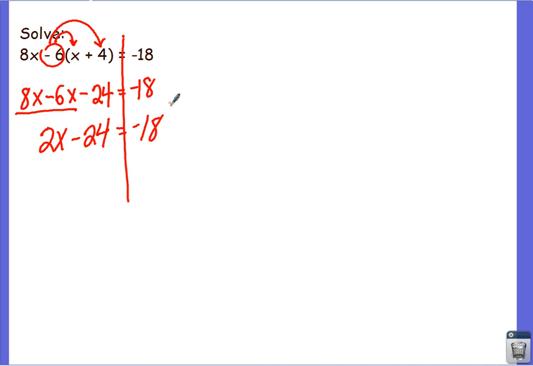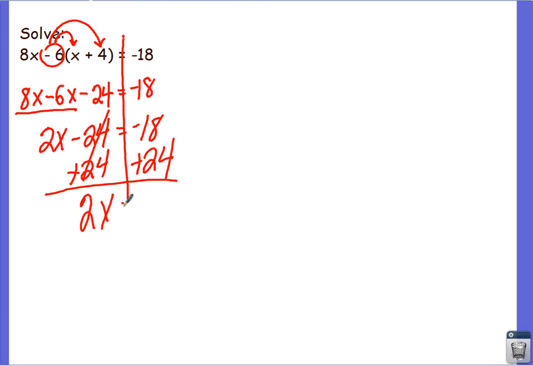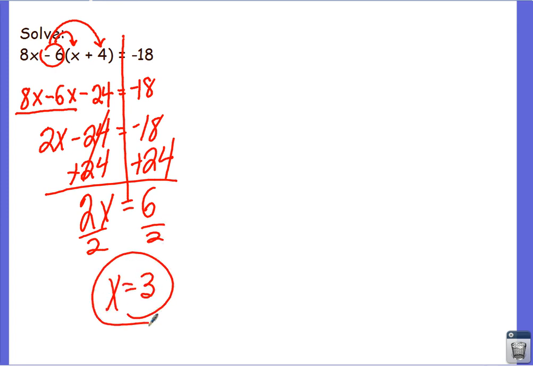Okay, and now my problem has turned into the ones that we've been working on. Okay, so I'm going to add 24, add 24. So I get 2x equals, and then I find out a negative 18 plus 24 is going to give me 6. And then I divide by 2, and I find out my answer is x equals 3. Okay. All right, a few more problems.